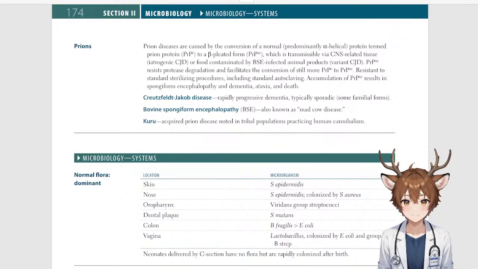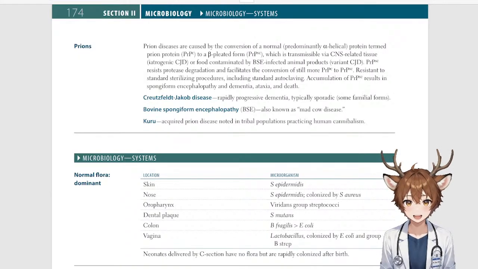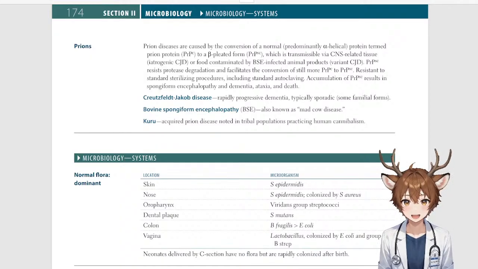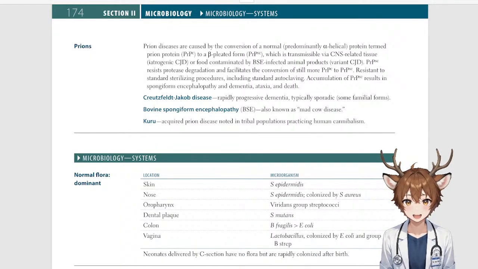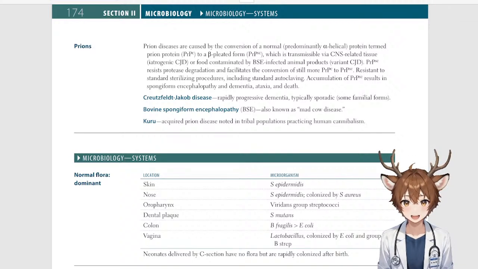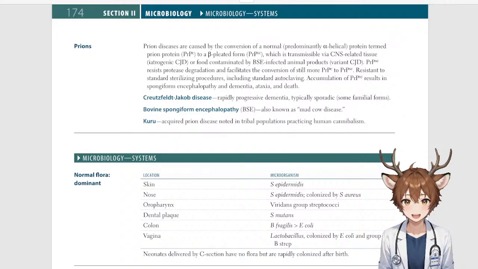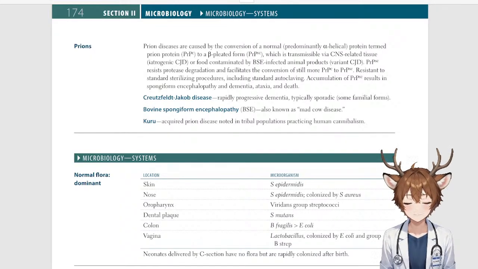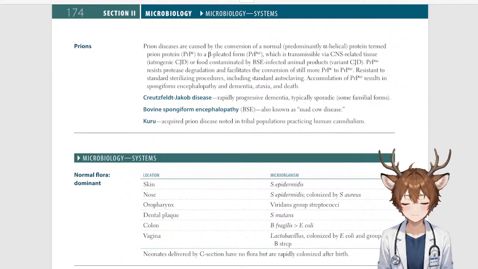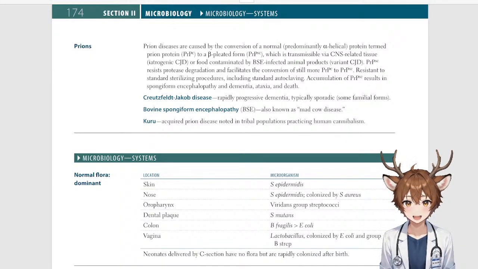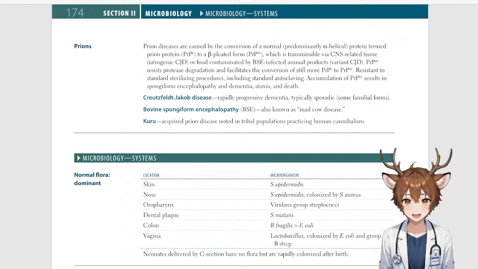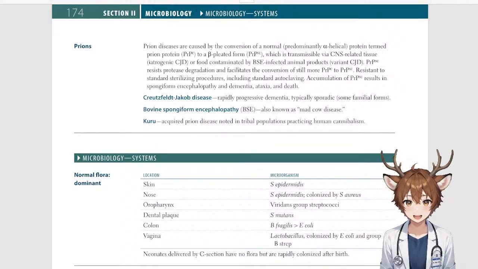Anyway, so we have different kinds: Creutzfeldt-Jakob disease, CJD, rapidly progressive dementia, typically sporadic, some familial forms. You have bovine spongiform encephalopathy, which is also called mad cow disease, which was in the UK, the United Kingdom at one point, and Kuru, acquired prion disease noted in tribal populations practicing human cannibalism. They don't mention where that is. It's in Papua New Guinea. Tribal populations that practice human cannibalism.